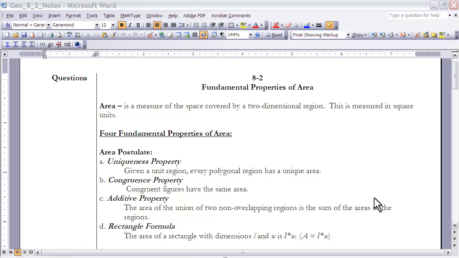We'd like to first define what area is, something that you've worked with quite a bit through other courses. When we say area, it's the measure of the space covered by a two-dimensional region. The key is that we're talking about a space that's being covered. Usually, when we measure space, we're going to measure that in square units.